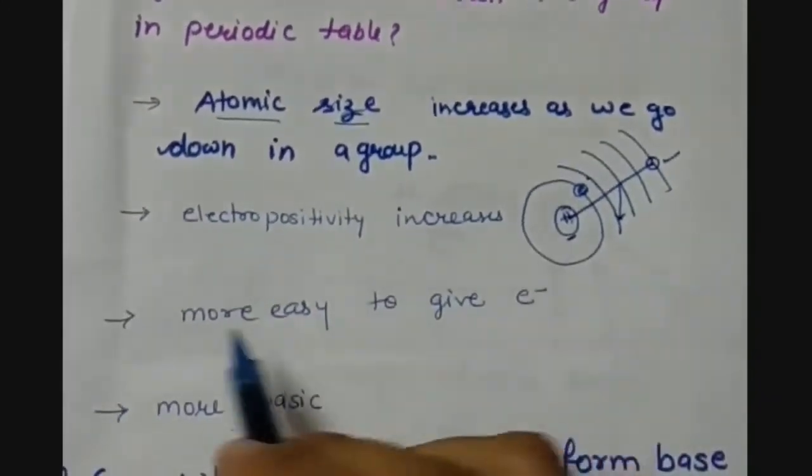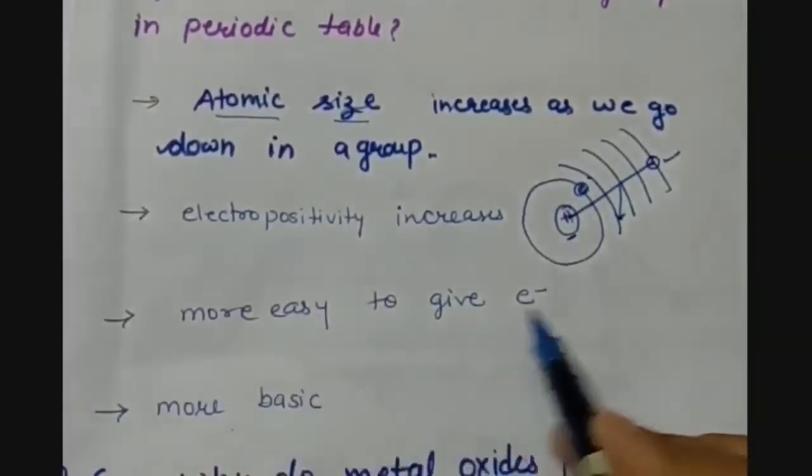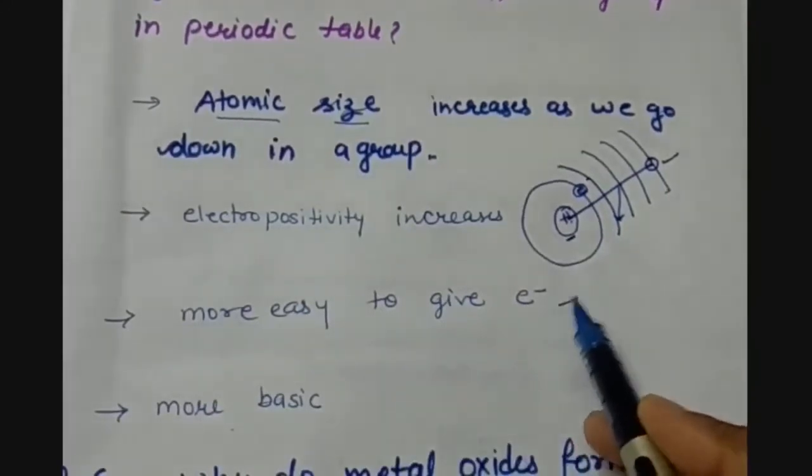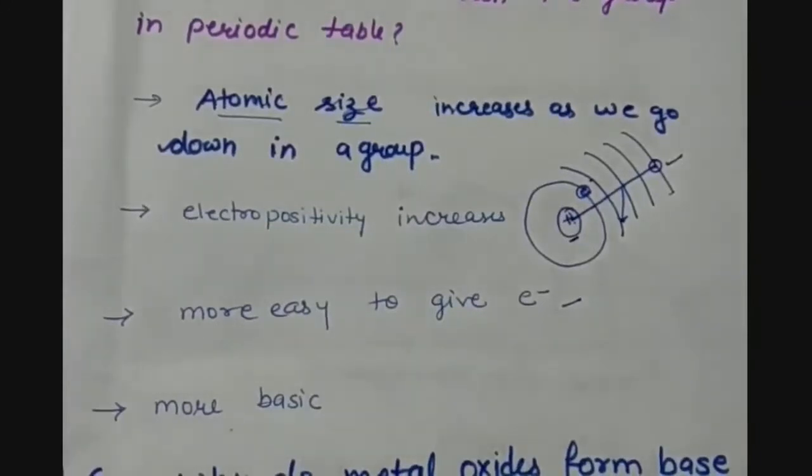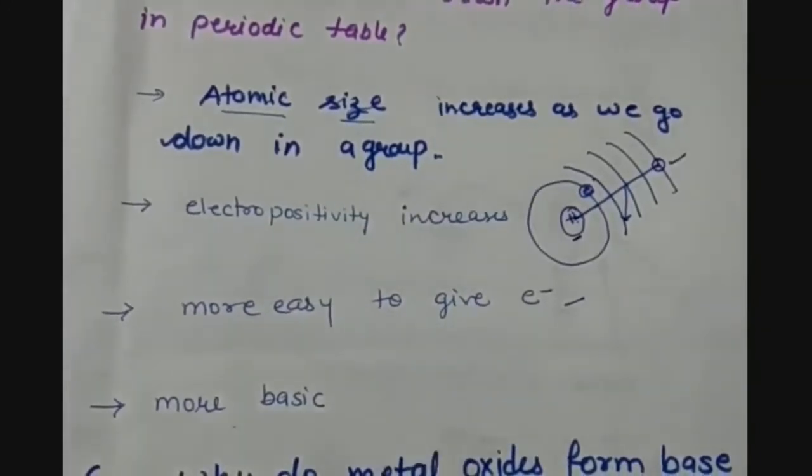And hence it is more easy to give the electrons, and it is the nature of the bases to give electrons, to donate electrons. So hence, as we go down in a group, the basicity of oxides and hydroxides increases.